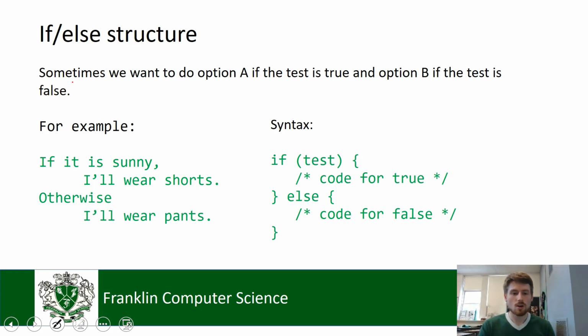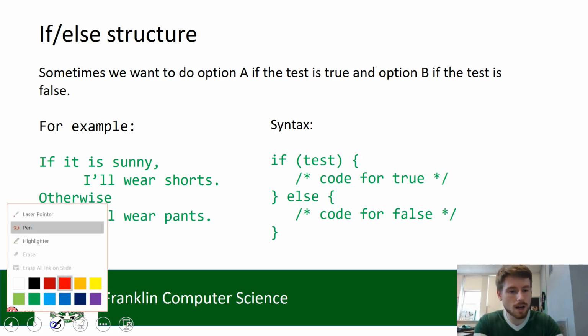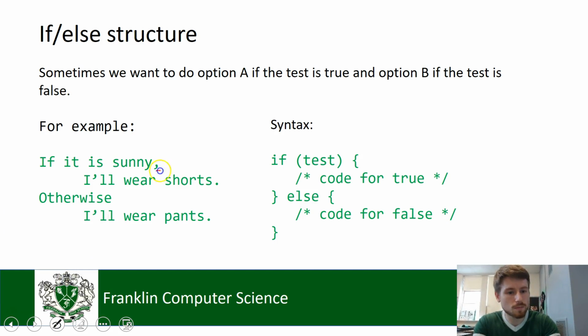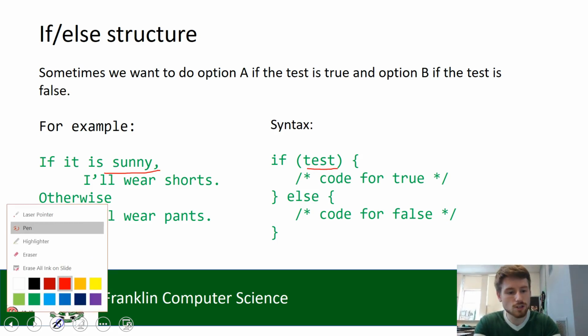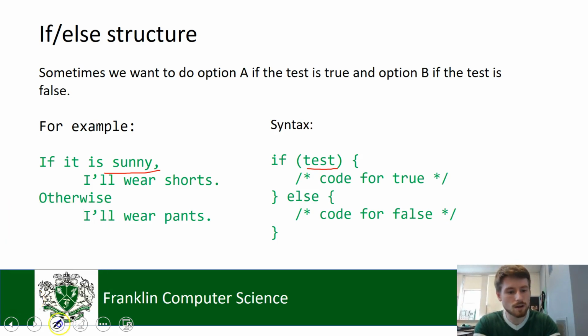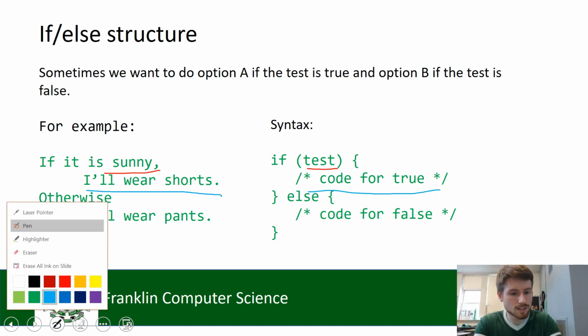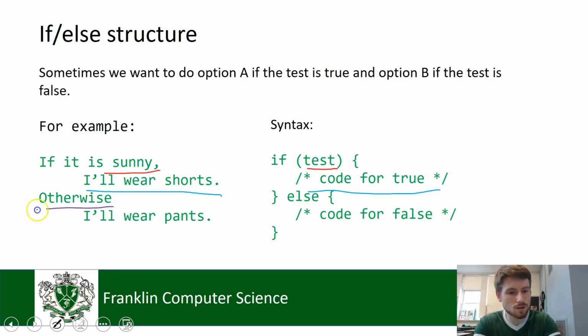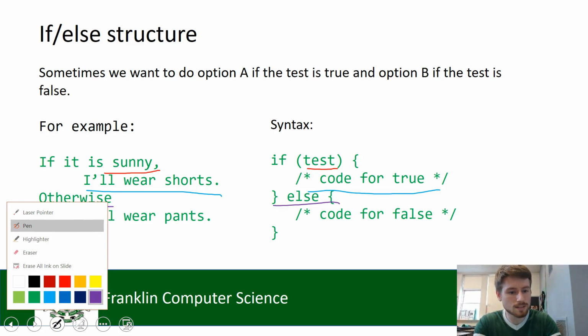Okay, so I've kind of set it up for, this is the test here, sunny. When it's sunny, then I'm gonna wear shorts. Let's do blue for that. So this is the shorts, and else. So that's when the test is false. So otherwise, the test is false, then I'm going to wear pants.